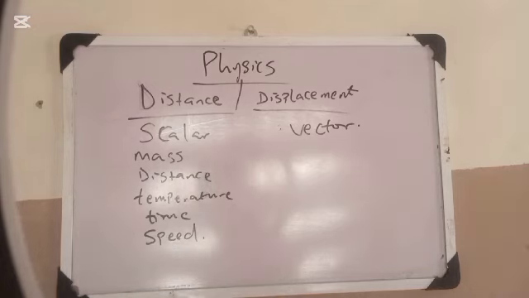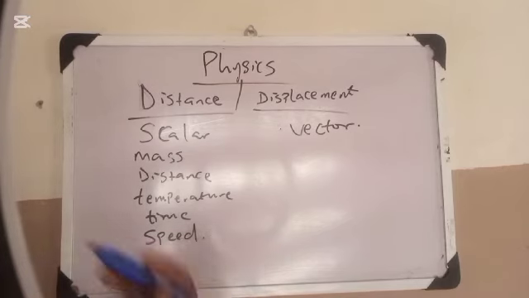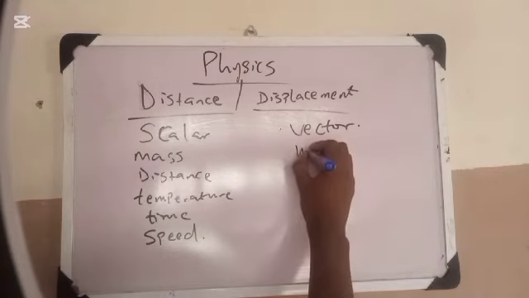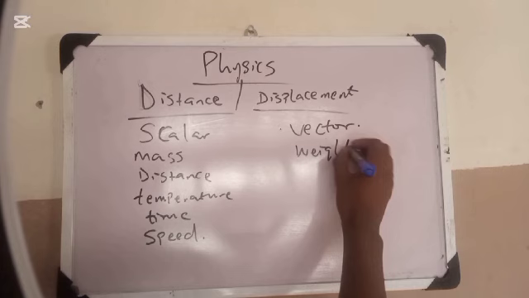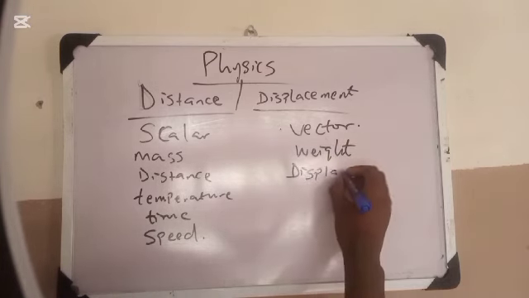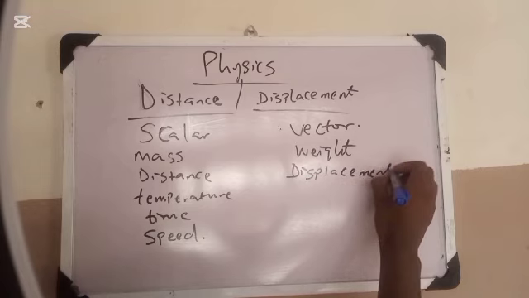Then when we come to vector quantities, we're talking about those quantities that have both numerical value, magnitude, and also direction. They have magnitude, numerical value, and they also have what? Directions. For example, we have weight. Weight is a vector quantity. We have displacement. Displacement is a vector quantity because it has a direction.